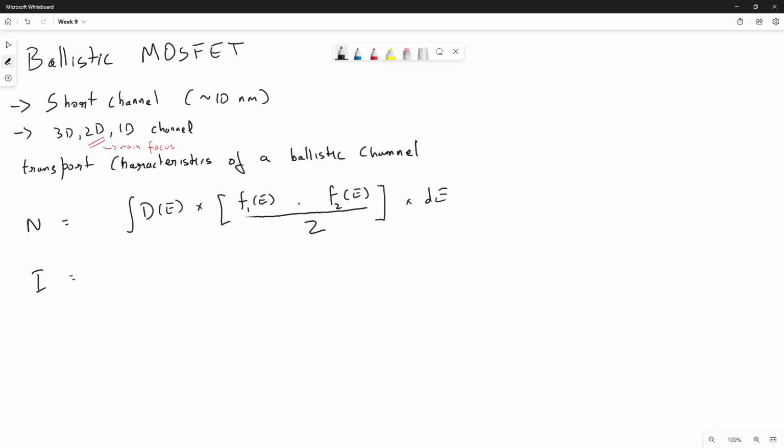So what is I? So I equals 2q by h, integration of gamma(E) into pi by 2 into dE, into f1 minus f2 into dE. Okay. Very good. This is also correct.